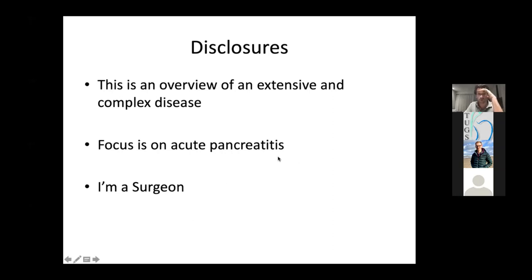So the focus is on acute pancreatitis, and clearly I'm a surgeon, so this is going to be a very surgically orientated talk. So that's good for you guys to know as well. I think pancreatitis is a multidisciplinary disease, but the surgeons obviously have an important role.